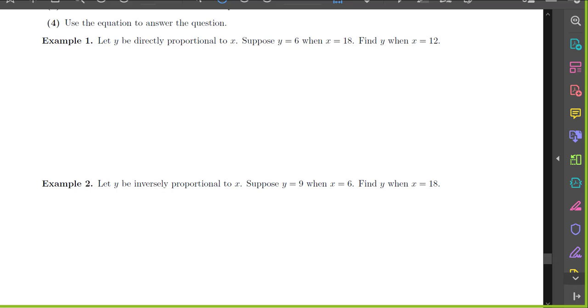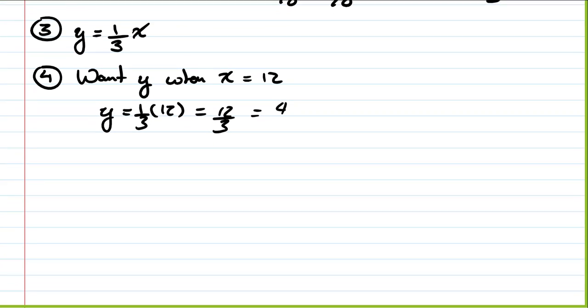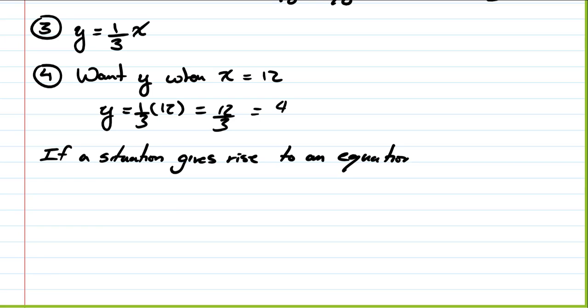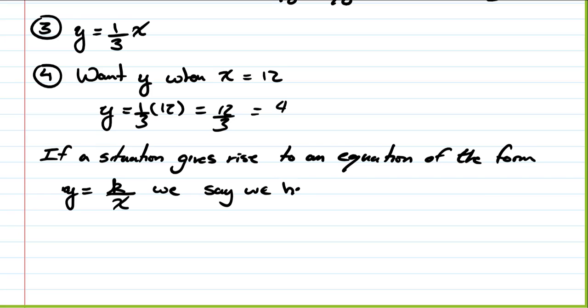All right, the next type of variation we want to talk about is inverse variation. So if a situation gives rise to an equation of the form y equals k divided by x, we say we have inverse variation.